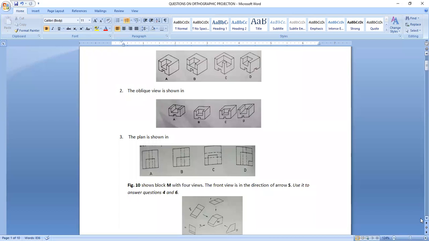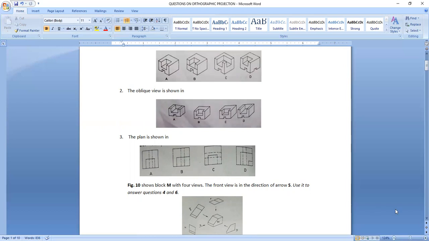We'll move to question 3. Here we have that the plan is shown in option A. That is the plan. So we have this part that we have here. Under this, it should be shown hidden. So we have these 2 lines drawn with short dashes line. And then we have this part here being shown up here. So that is the answer to the question. Option A gives us the plan of the object.